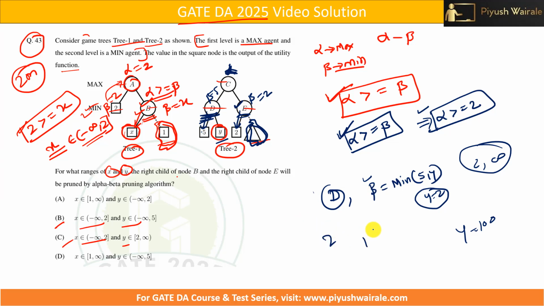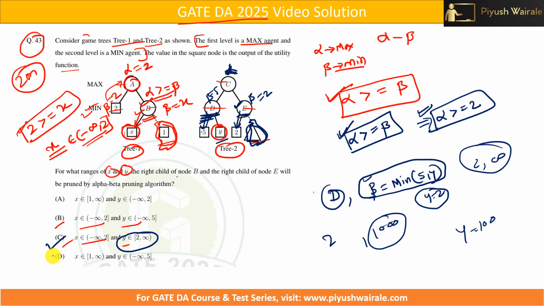It can be 2 to 1 lakh also. But anyway, this beta player is going to take the minimum, that is basically 5 in the extreme case, like this. Okay. So if you see the range of this y from this particular equation itself, y belongs to 2 to infinity. So here in this case, option C is correct.